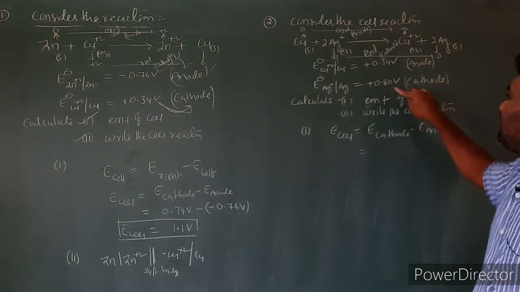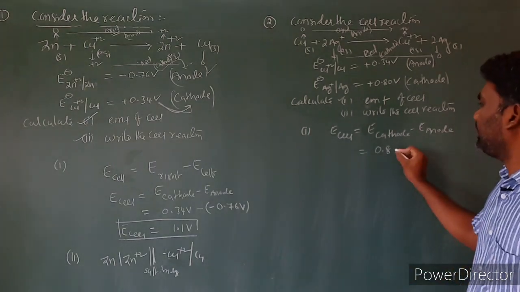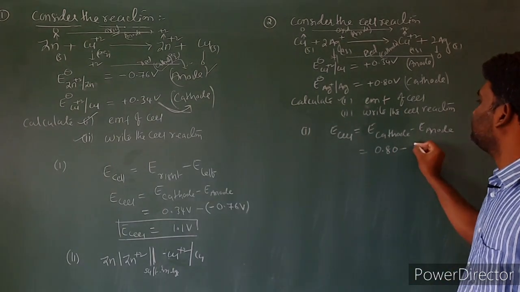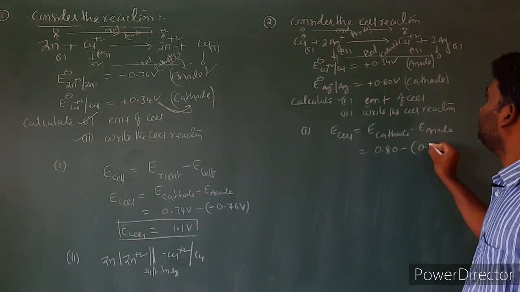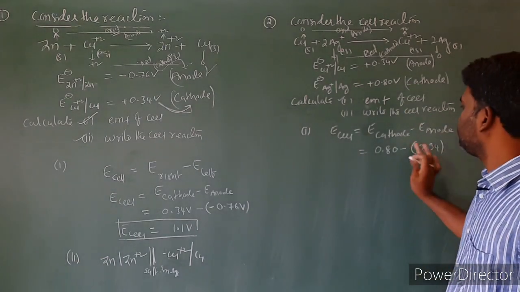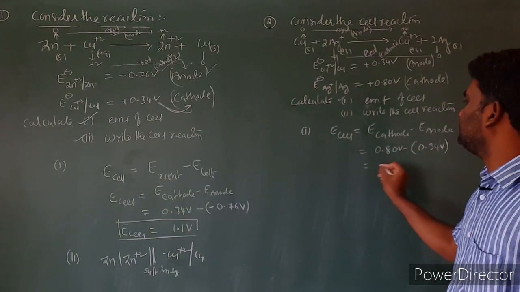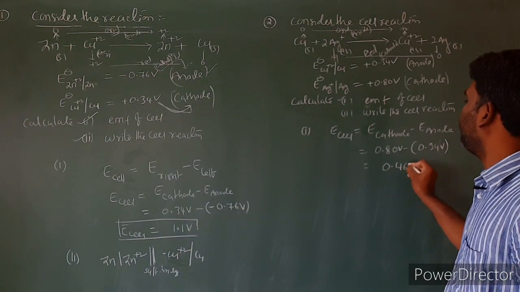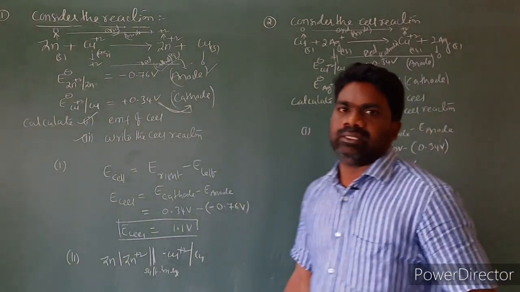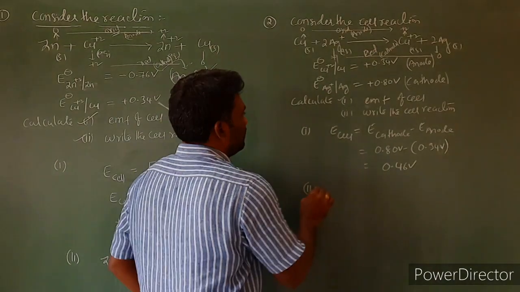Then write the values. Cathode is how much? 0.80 minus 0.34 volts. That is equal to 0.46 volts. So this is the EMF of this cell.